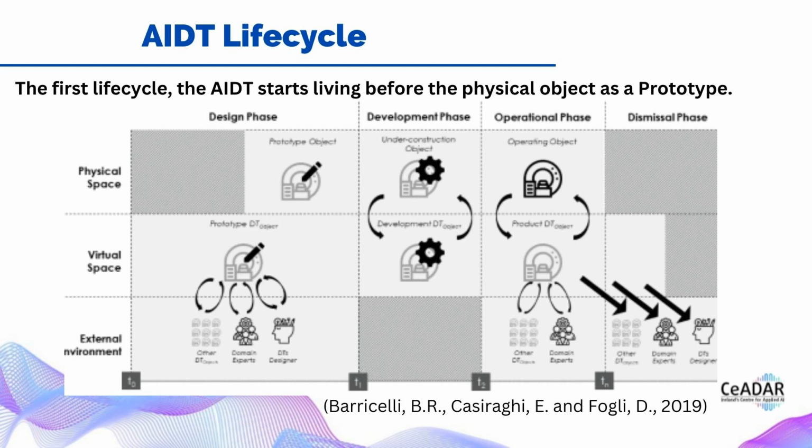During this operational phase, the product DT object mirrors the physical object and continues to learn and adapt by AI or machine learning. Eventually, the physical object may become obsolete or otherwise be discontinued, and the dismissal phase begins. The product DT object's historical data is backed up and made available for future use, allowing designers and domain experts to optimize the production of future devices.